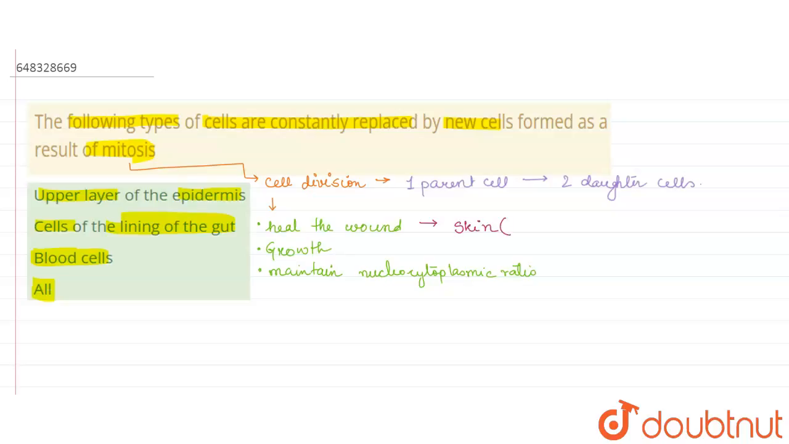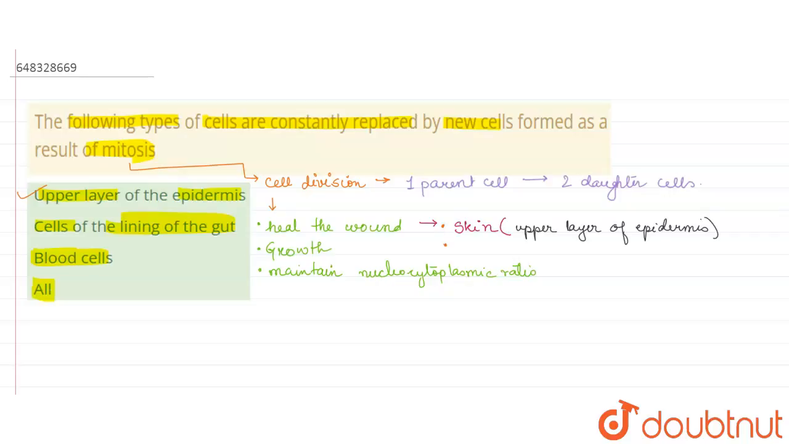That is, we can say that the upper layer of the epidermis. Clear? So this is the first point. So this will be the correct answer.